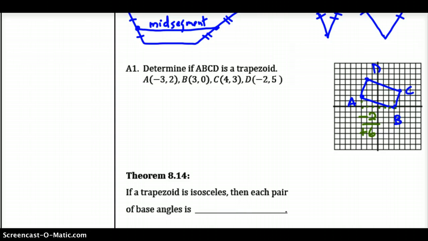BC, it looks like I went up 1, 2, 3, and over 1. So it looks like 3 over 1 for the slope. From C to D, I go up 1, 2, but then left 1, 2, 3, 4, 5, 6. So I went +2, but left 6, so that's a -2 over 6. So these are parallel. And from A to D, it looks like I went up 3 over 1, 3 over 1, so those are also parallel. So not a trapezoid.